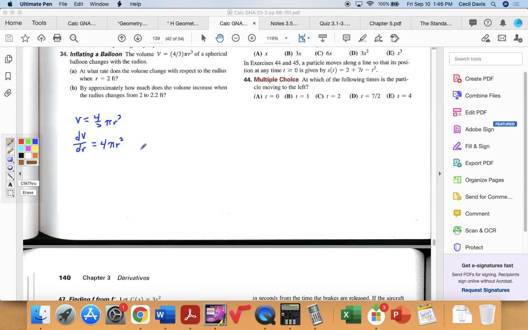Oh, okay. So the change in the volume can be approximated then by 4 times pi times 2 squared times 0.2. Because if the units on this was cubic, does it give us any of the, oh, it's feet. So that's cubic foot per foot of radius, right?